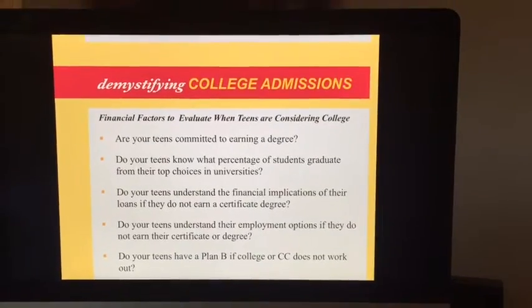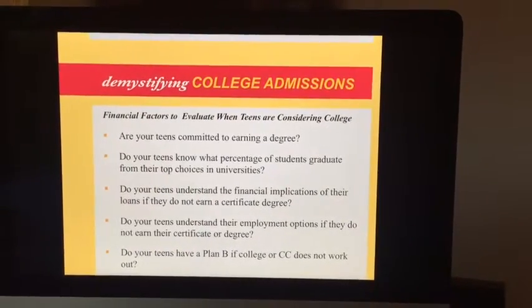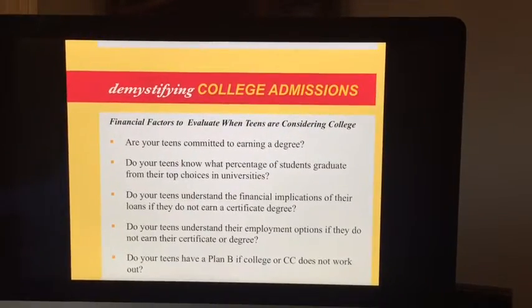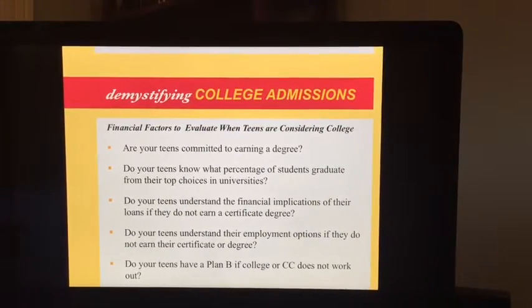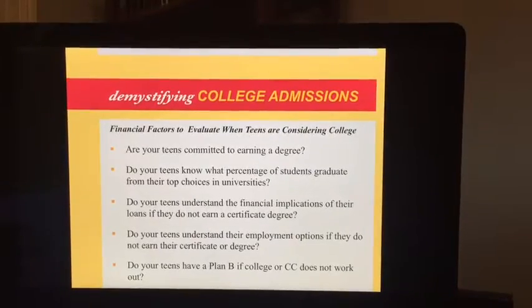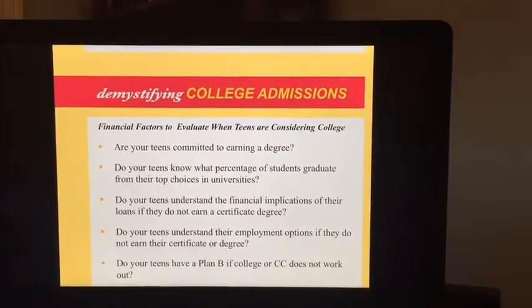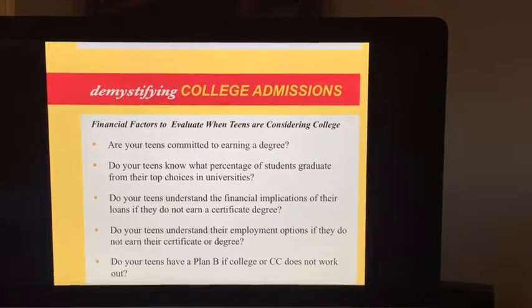Are your teens committed to earning a degree? Are they thinking that, if this doesn't work out, I'll just drop out? Or are they really committed to going all 4 years or even 2 years to graduate and get their degree? Do your teens know what percentage of the students graduate from their top choices in the university?